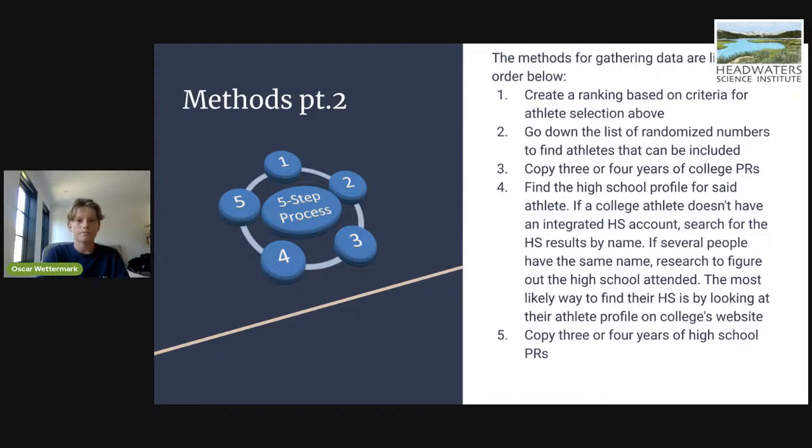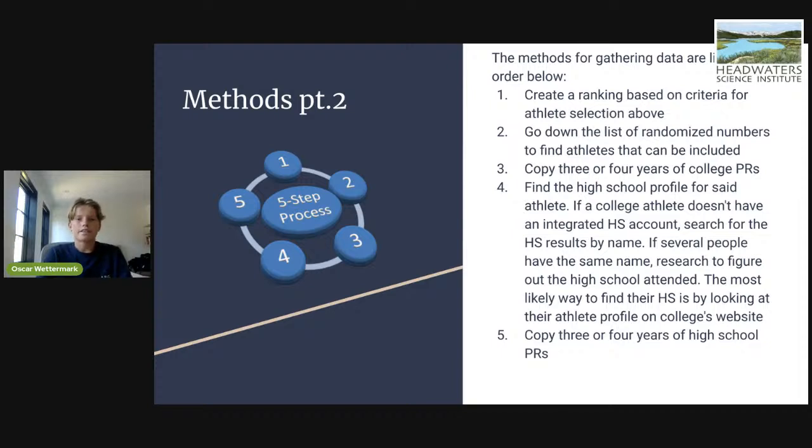Methods part 2. This is a 5-step process of how I gathered my data. First, I created a ranking based on criteria for athlete selection. Then I went down the randomized numbers to find athletes that could be included. Then I copied 3 or 4 years of college PRs. Then I had to find the high school profile for that athlete.